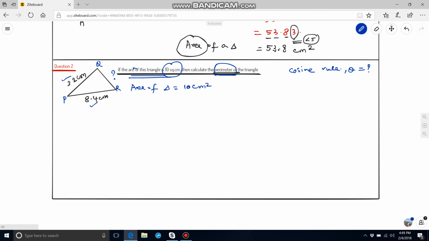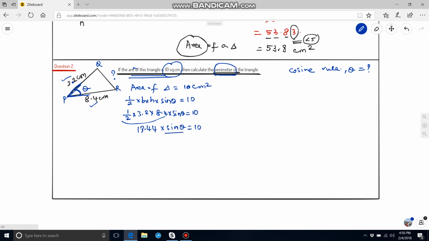I am going to write the formula for area: half times base times height times sine theta, which is equal to 10. The given sides 3.2 and 8.4 make the angle, since the known sides make the angle. So half times 3.2 times 8.4 times sine theta equals 10. The value of half times 3.2 times 8.4 gives 13.44 times sine theta, which is equal to 10.